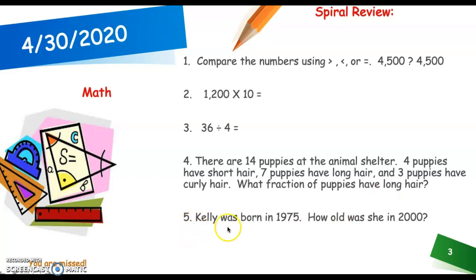And number 5, Kelly was born in 1975. And yes, once again, this is way before Miss Washington was born. I know some of you are wondering, I was not born anywhere near 1975, okay? But Kelly was born in 1975. How old was she in the year 2000? I want you to look at that and don't automatically think that says 2020. It doesn't. That's 2000. Okay, well, how old was she in the year 2000? Just to give you a little reference, I was 10 in 2000, okay?